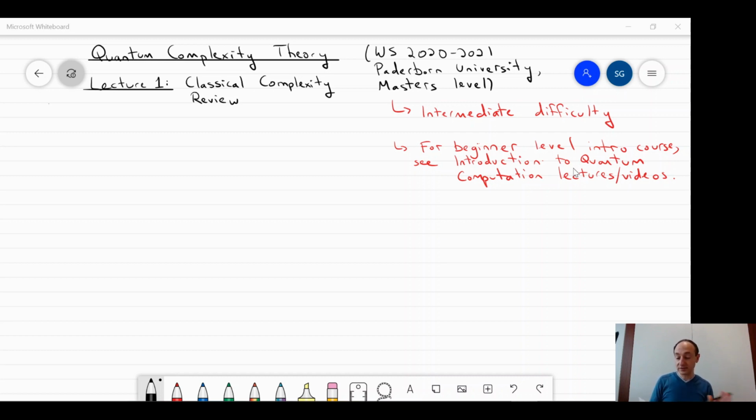Okay, so the very first step in any complicated journey, including this one, should always be: why am I undertaking this journey? It's not going to be easy. It's going to take a lot of blood, sweat, and tears, if you will. So what is the payoff, and why is quantum complexity theory interesting?